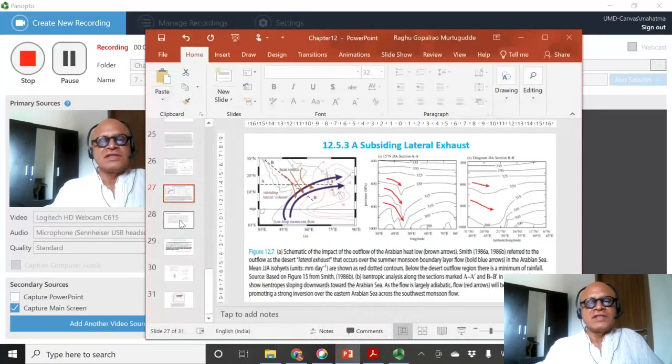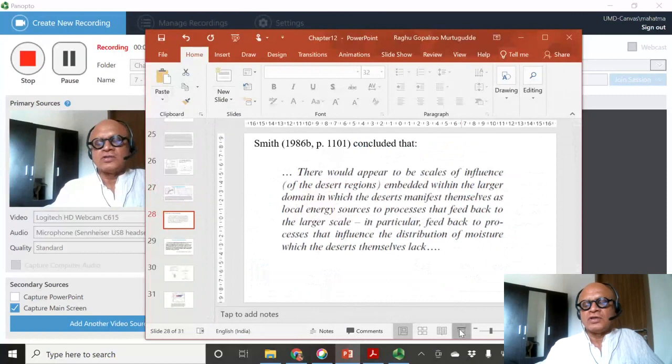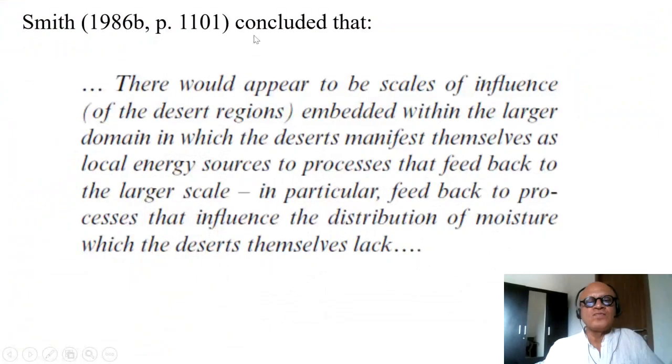I missed this one slide by Smith on the lateral outflow. They concluded that there would appear to be scales of influence of the desert regions embedded within the larger domain, in which the deserts manifest themselves as local energy sources to processes that feed back to the larger scale. In particular, feedback to processes that influence the distribution of moisture which the deserts themselves lack.